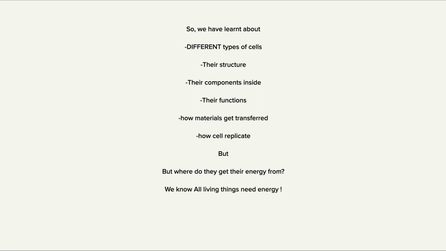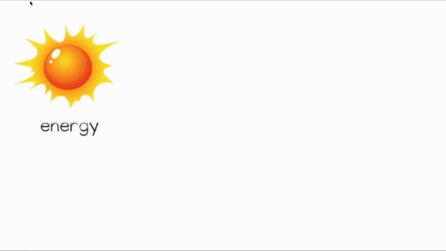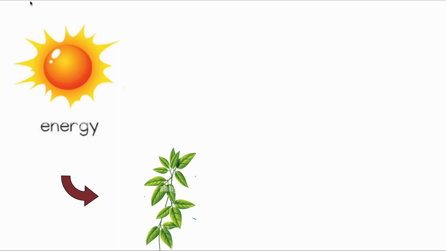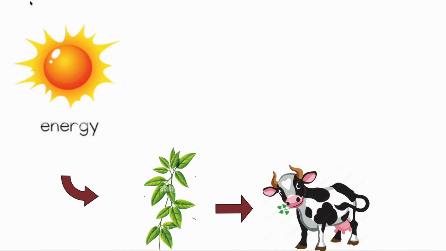We know all living things need energy, yes? Where does the energy start from? Even for the mitochondria to get energy, where does it get it from? Everything starts with the sun's energy. That's what gives energy to the entire earth. So this sun energy is taken in by the plants. They convert the light energy to food energy, which is taken in by the animals.